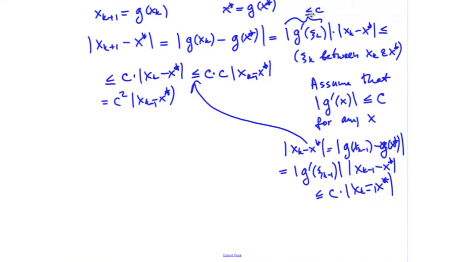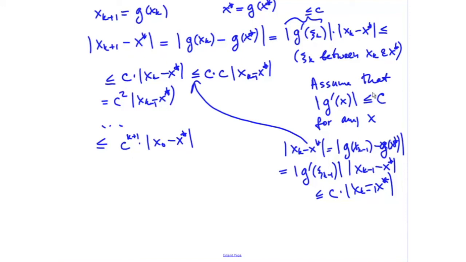All right, but I can keep going like this. We can go down to x0. So you see, first we started with xk plus 1, then we have xk here, then we have xk minus 1, and so on. C to the power k plus 1 multiplied by x0 minus x star. All right, so the error after k steps is less than or equal to c to the power k plus 1 multiplied by x0 minus x star.